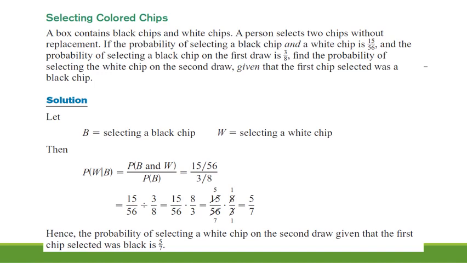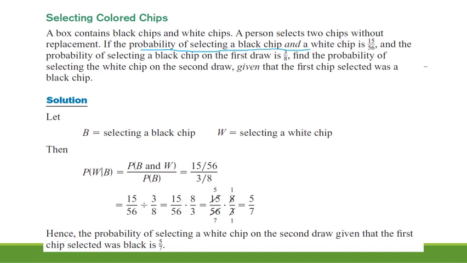Given a box that contains black chips and white chips, a person selects two chips without replacement. If the probability of selecting a black chip and a white chip is 15 over 56, and the probability of selecting a black chip on the first draw is 3/8, find the probability of selecting a white chip on the second draw, given that the first chip selected was a black chip.